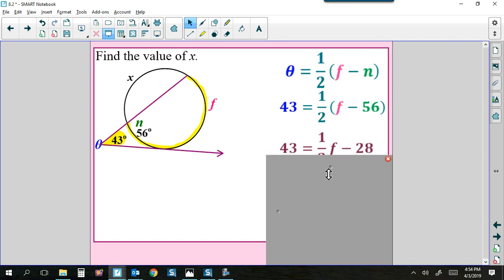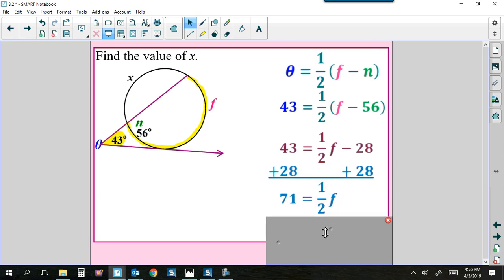Just like the previous problem, I'm going to distribute 1/2 into the parentheses, giving you half of f minus 28. I'm going to use the addition property of equality to move the 28 over, giving me half of f is equal to 71. And then I'm going to multiply both sides by 2, giving you that arc f is equal to 142.